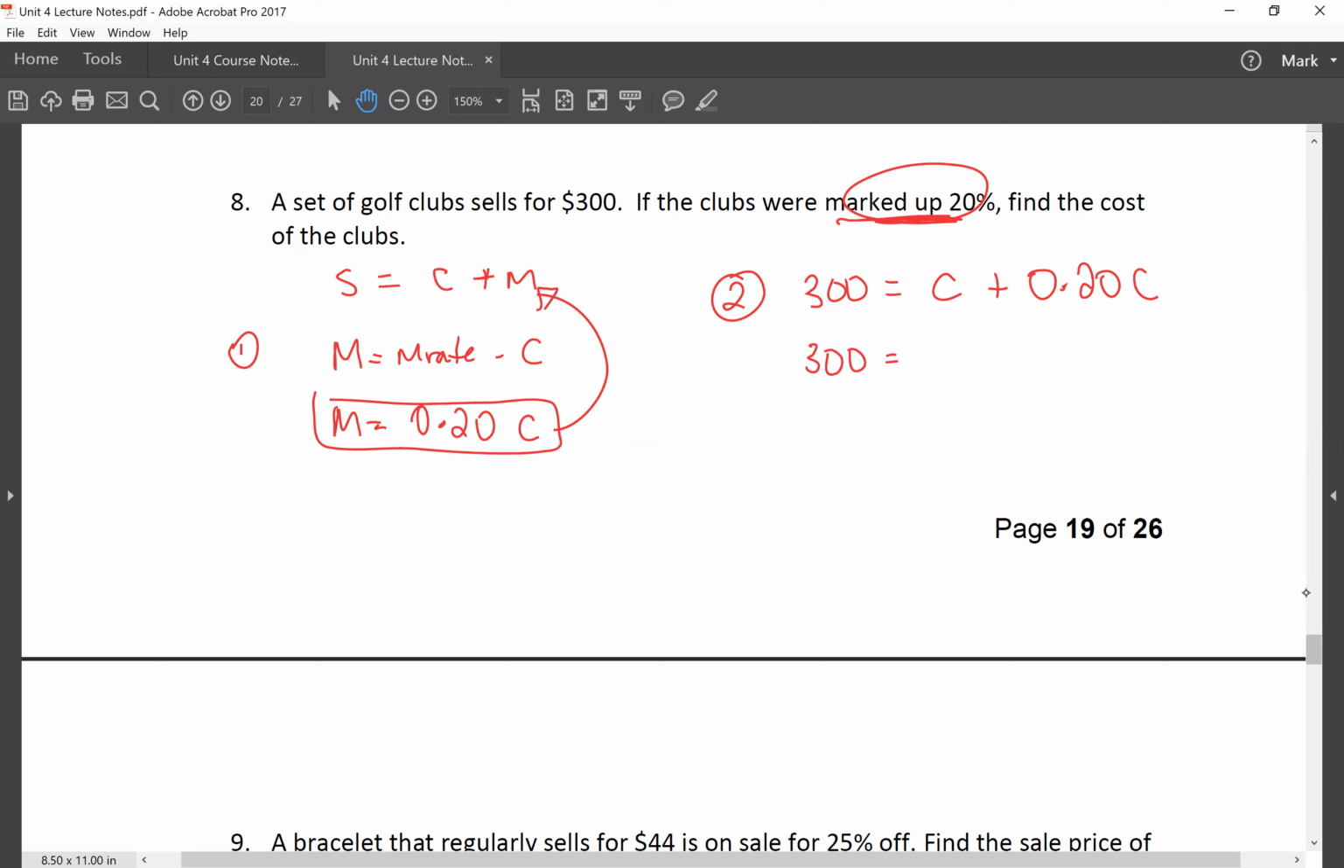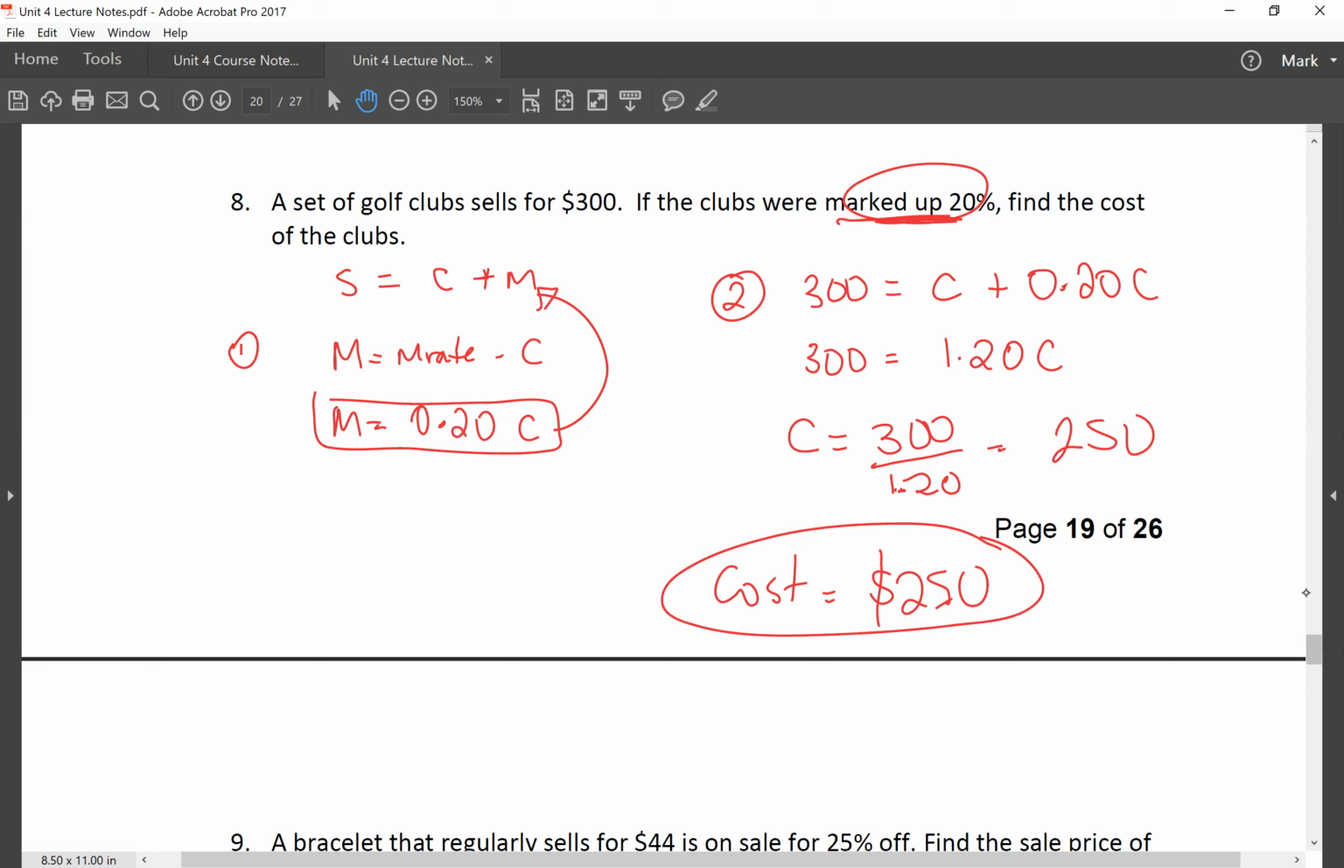$300 is equal to the cost plus 0.20 cost, so 1.20 cost. If you're wondering where I got 1.20, it's because 1C plus 0.20C is 1.2. So cost will end up being 300 over 1.20. And I think that's going to be 250, like Asma said. Asma? 250, yep. Perfect. So the cost is $250.